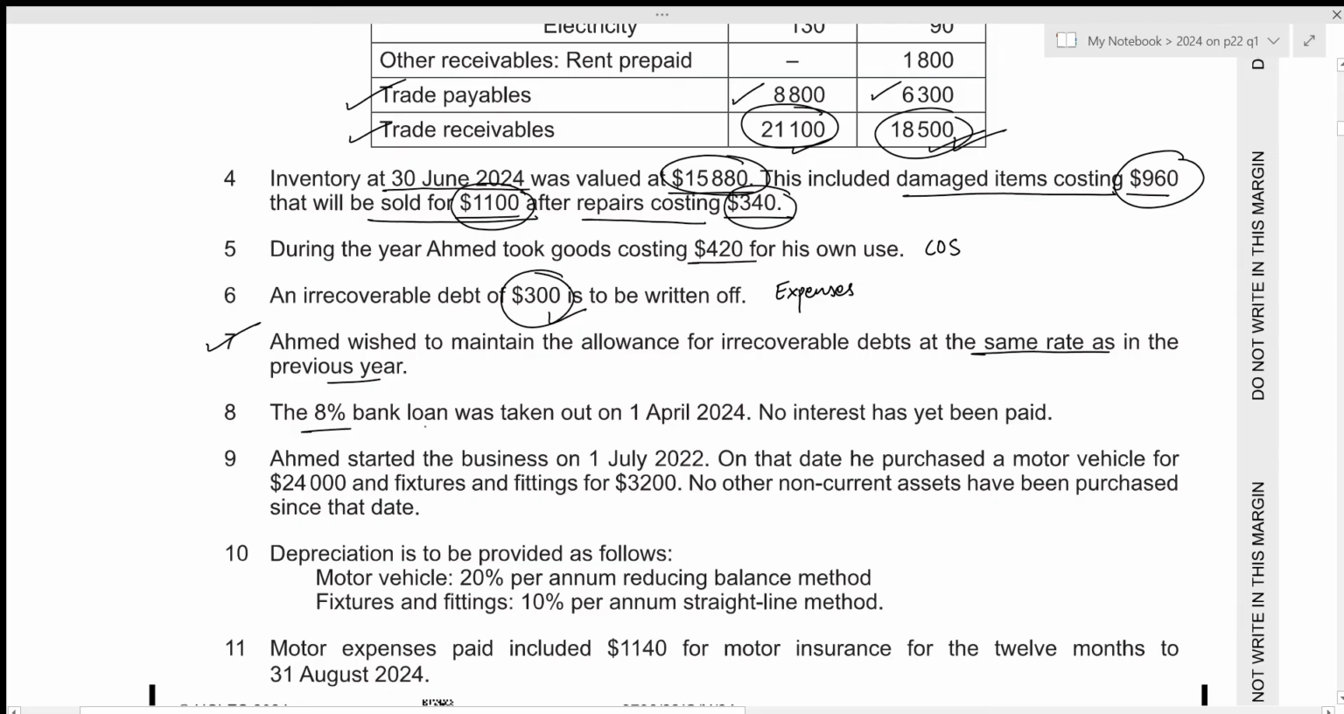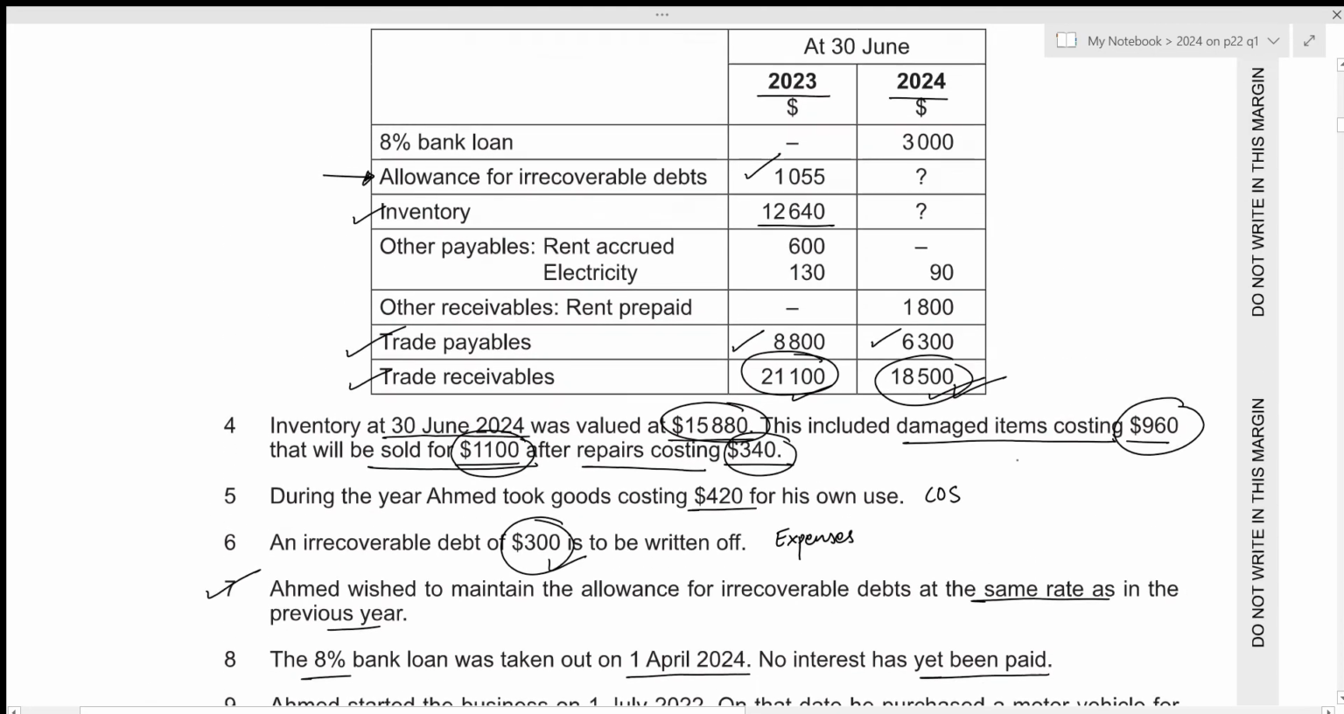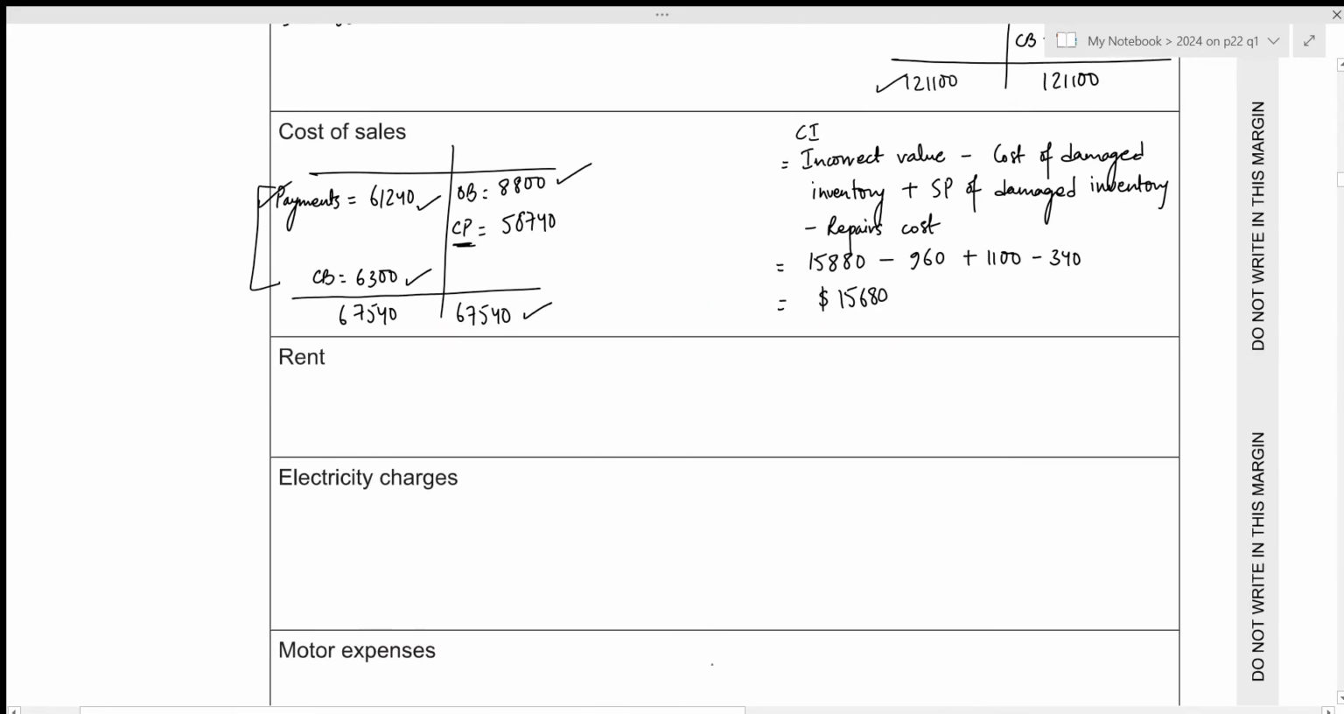The 8% bank loan was taken out on 1st April 2024. No interest has yet been paid. So we need to calculate the interest as well. Let's take a look at the amount of the bank loan. It's of 3,000 and the rate of interest is 8%. It was taken out on 1st April 2024. Let's calculate the interest charge for the year.